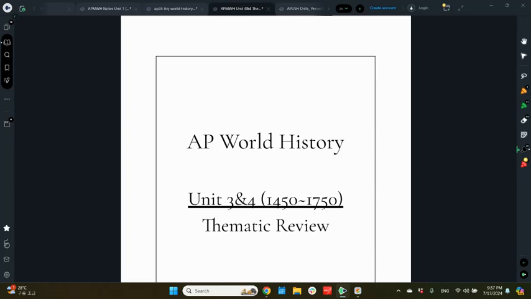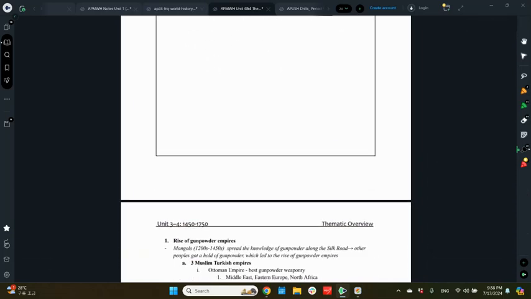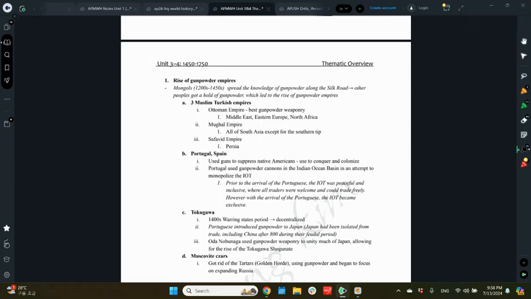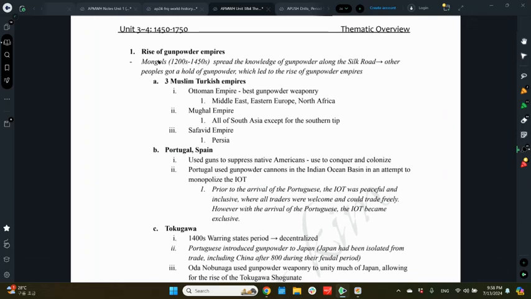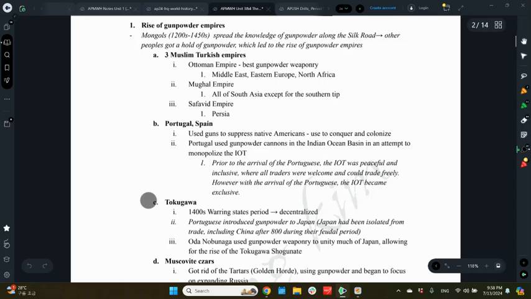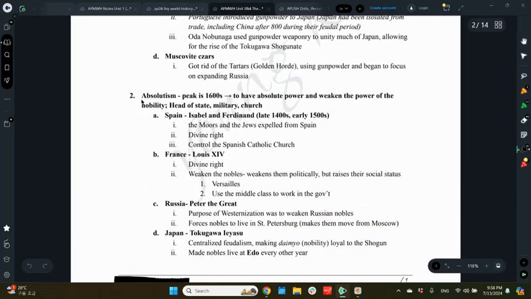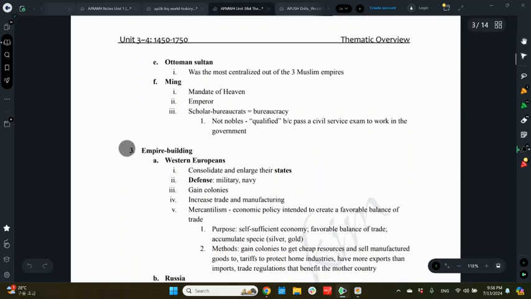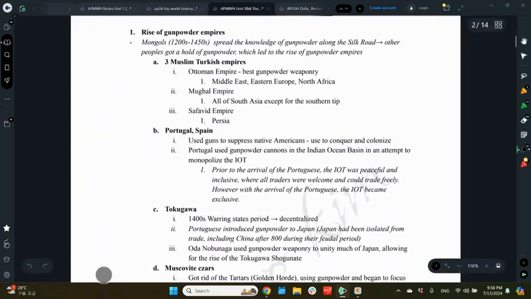And they have to be able to compare and contrast different time periods with other time periods, and they also have to be able to compare different countries within a time frame. So I provide notes that are organized for that purpose. For instance, this time frame is 1450 to 1750, and some of the major themes are things like the rise of gunpowder empires, absolutism. We also see things like empire building, and I provide examples of each country for each topic. So this gives students a bird's eye view of each time frame, which they need to know in order to answer multiple choice and for writing purposes.